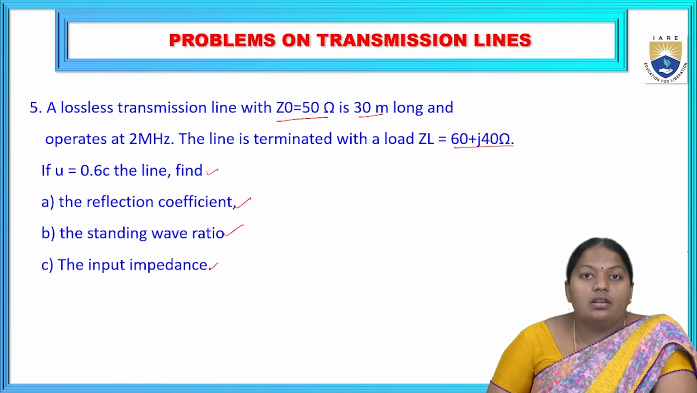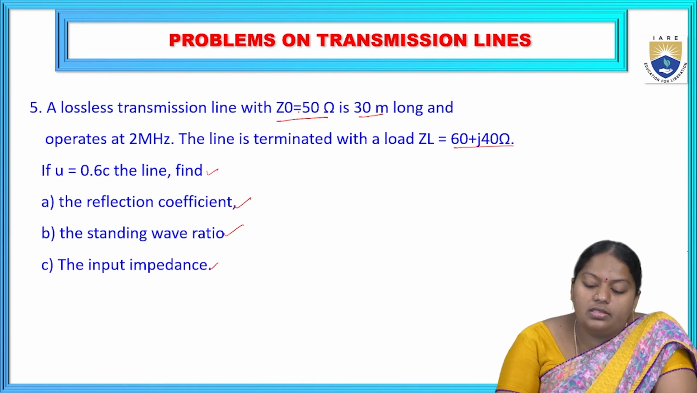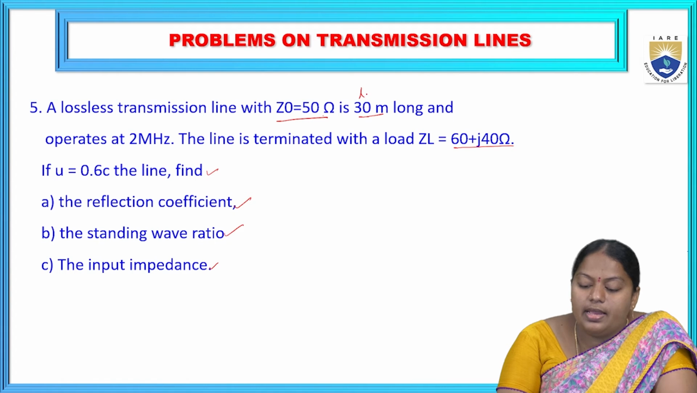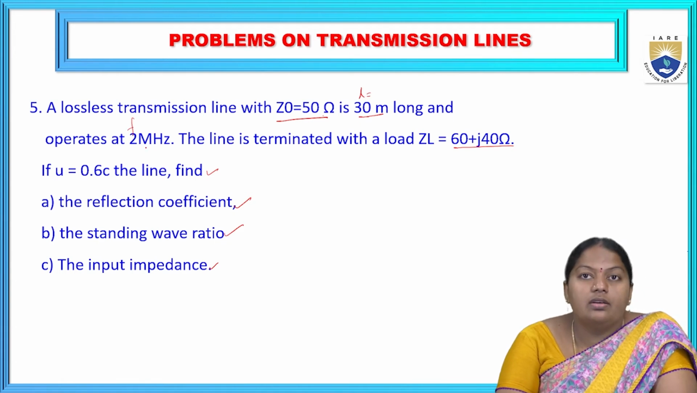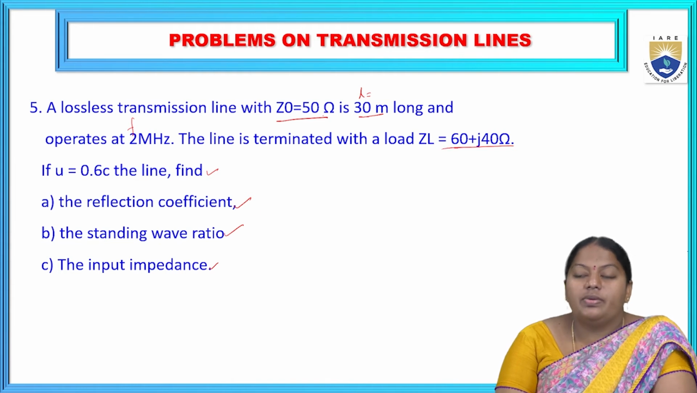So to find the reflection coefficient, standing wave ratio, and input impedance, first of all, the characteristic impedance is given as Z0 equal to 50 ohms, and L equal to 30 meters long is given, and it is operating at a frequency of 2 megahertz, 2 into 10 power 6 hertz, and the line is terminated with a load given by 60 plus j40 ohms, right?